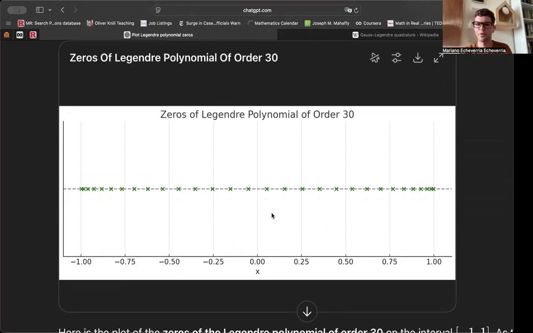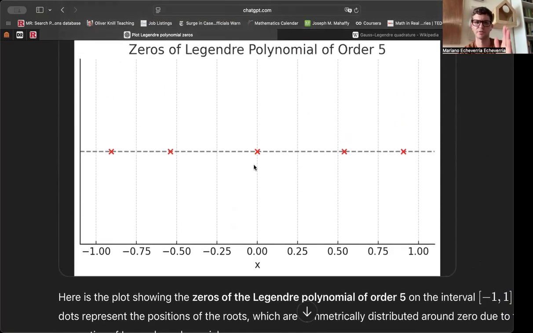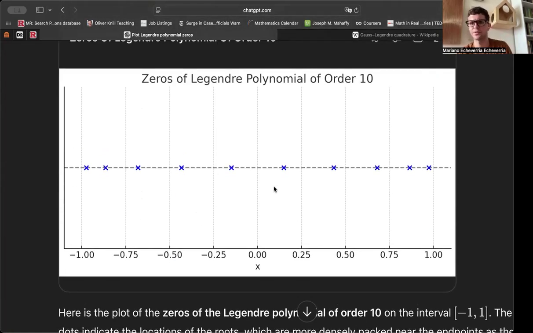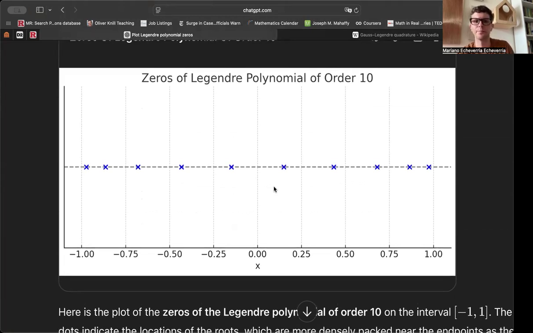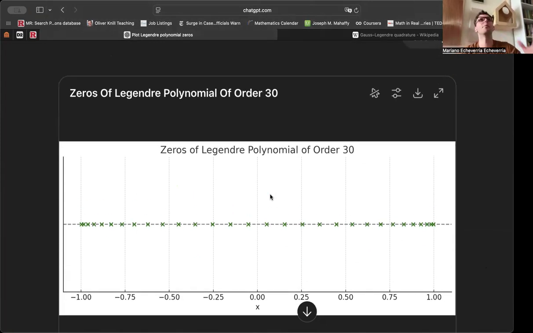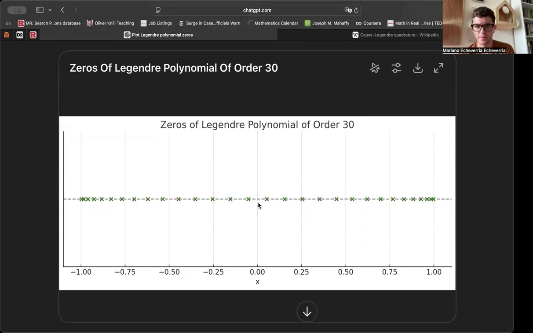First, something you may notice from these is that the roots are symmetric. If there's a root which is positive, minus that value is also a root. So they're symmetric about the origin, which you may see here. That's not an obvious property from the definition of the Legendre polynomial, but it happens to work that way. It's nice that the roots are symmetric. But even more important than that, you'll notice that the roots are not equally spaced. The roots are not at the same distance from one another on the interval.